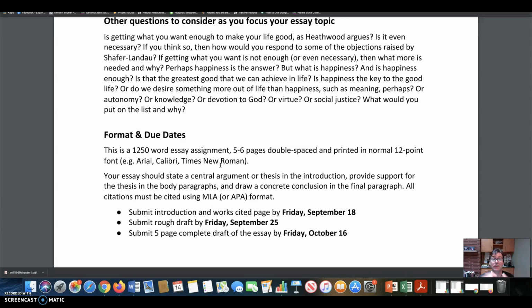Think of the essay as structured as an argument. So there should be a thesis in the introduction, and I'll talk about the structure of the essay with you in class tomorrow. But then you're providing support for the thesis in the body paragraphs, and then by the time you get to the conclusion, the final paragraph, you're drawing a conclusion, drawing out the implications of the argument that you've made. And then the essay must make reference to some of the texts that we've read together. So all citations must be cited using either MLA or APA format. We'll talk about that in the next video.